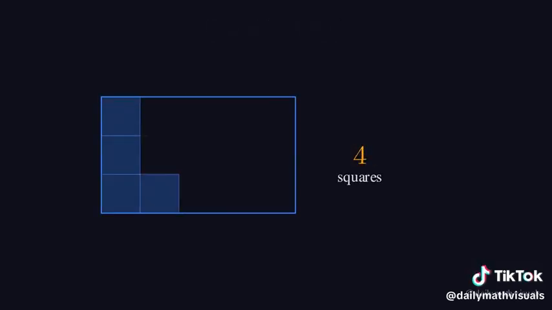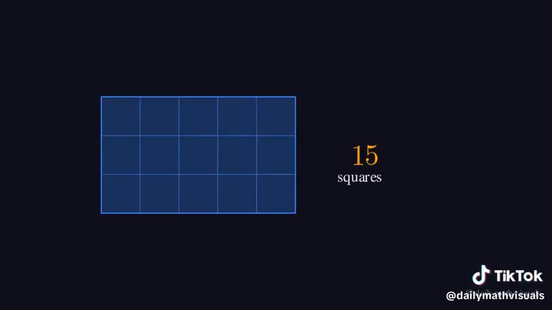Take this rectangle. We can literally count the unit squares inside. 1, 2, 3, all the way to 15. The formula, length times width, is just a shortcut for this counting. 5 columns, 3 rows, 15 squares total.